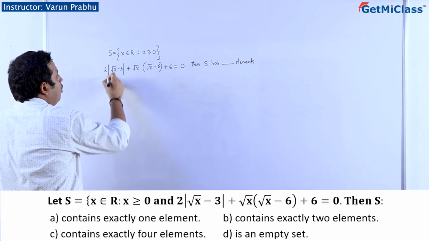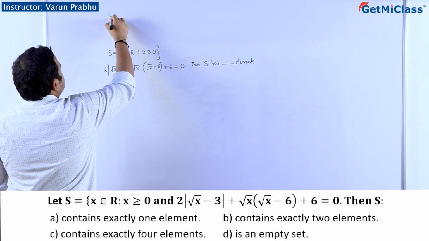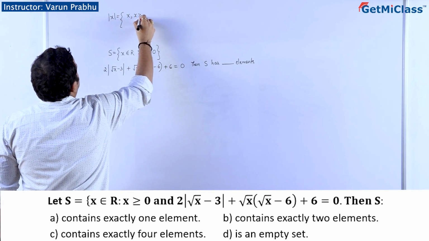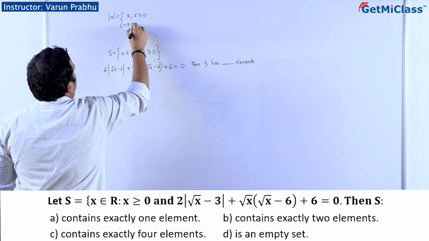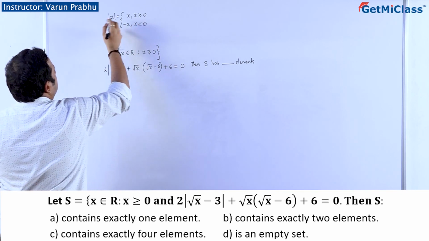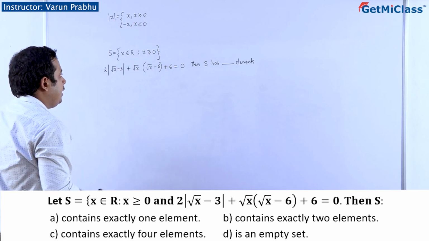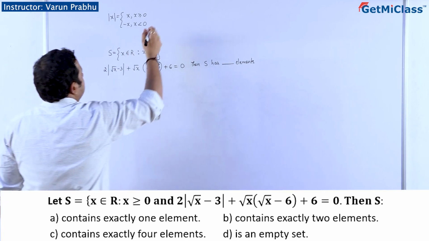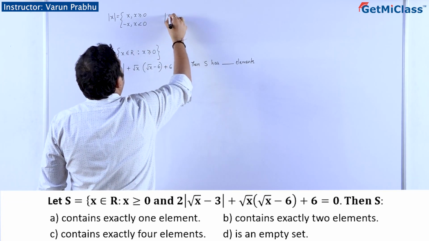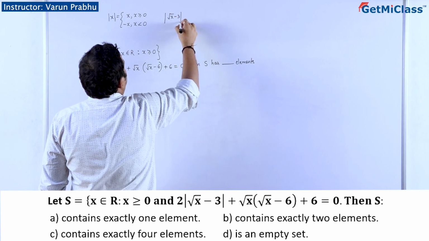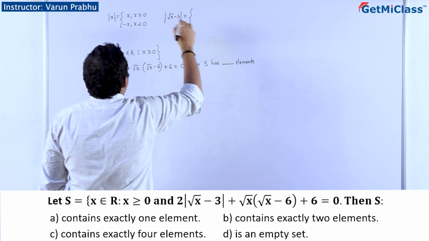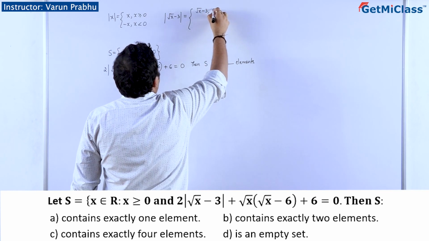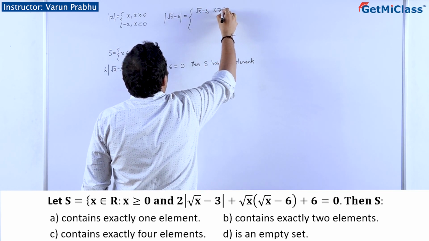Now see here, there is a modulus function, right? Can you tell me what is the definition of mod x? Mod x is nothing but x when x is greater than or equal to 0 and minus x when x is less than 0. This is the nature of modulus function, correct or not? So here I can write two cases. So mod of root x minus 3 can be written as root x minus 3 when x is greater than or equal to 9.